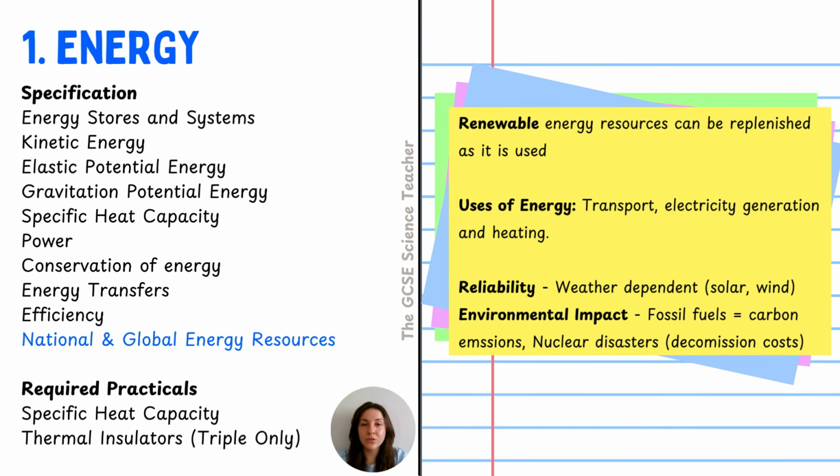Whilst these energy resources are useful for transport, electricity generation, and heating, they are not without fault. For example, solar and wind power have low reliability because they are weather dependent. Also, fossil fuels release carbon emissions, which can have negative environmental impacts. Nuclear fuels can lead to nuclear disasters if not maintained, and can lead to high decommissioning costs of their stations.